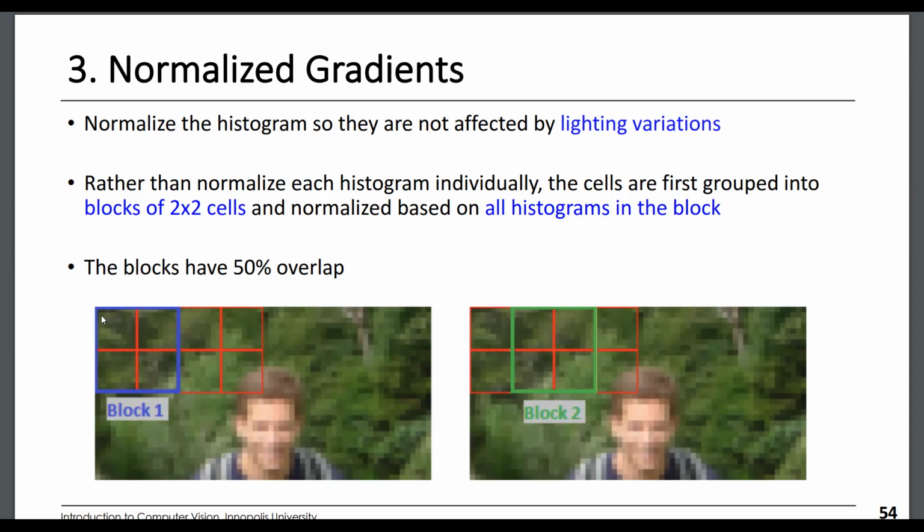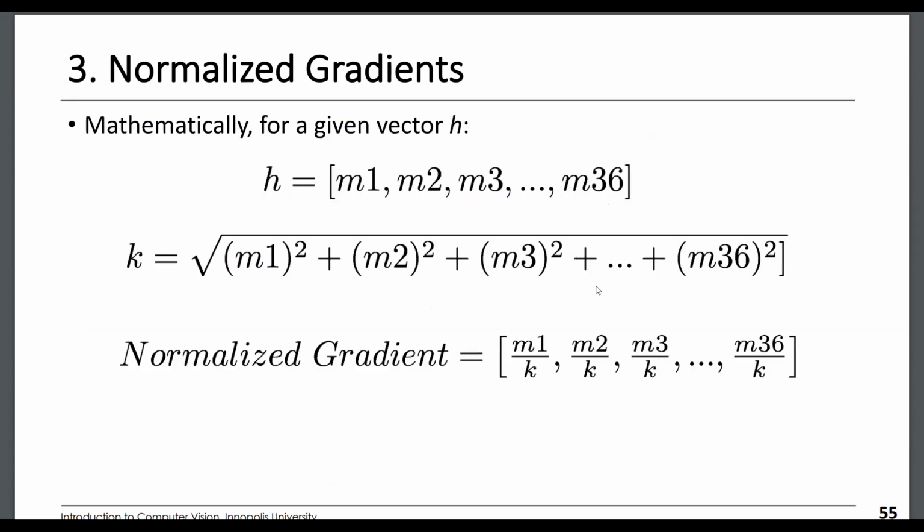So for example, here we have 8x8, 8x8, 8x8, 8x8, and then we normalize all of them based on each other. We normalize all these 4 different histograms based on each other's weights. How do we do that? Or how do we normalize a vector? For example, the first 8 values represent the first histogram, the second 8 values represent the second histogram, the third represent the third histogram, and the fourth represent the fourth.